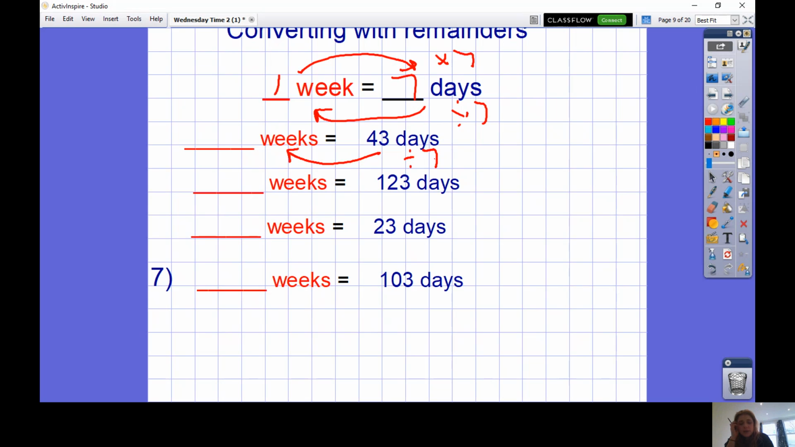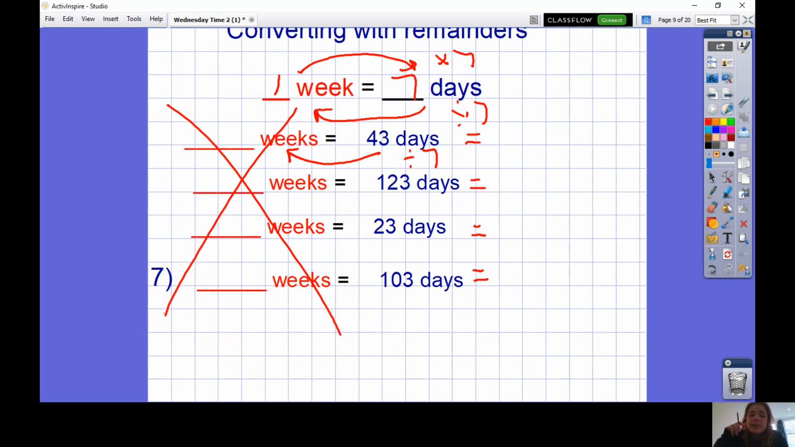Okay, but for these questions, it's not going to fit exactly. So my answers will actually end up being weeks and days. I'll go through these ones to show you what I mean. Right, how many weeks is 43 days? I'm going to put my answers here, actually. I can see I've made a mistake with my presentation, so just ignore what's on this side.